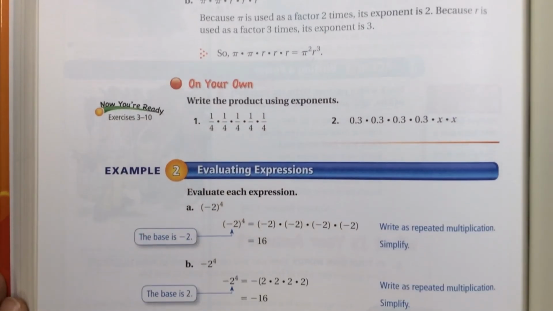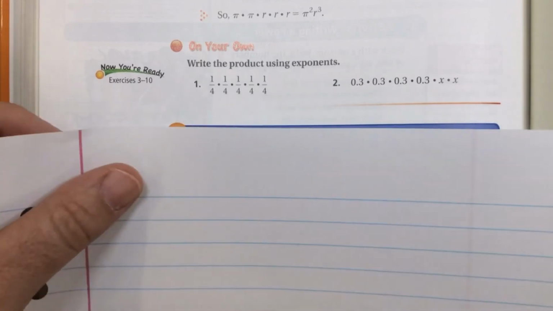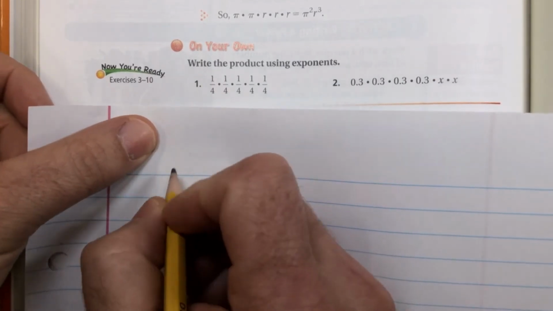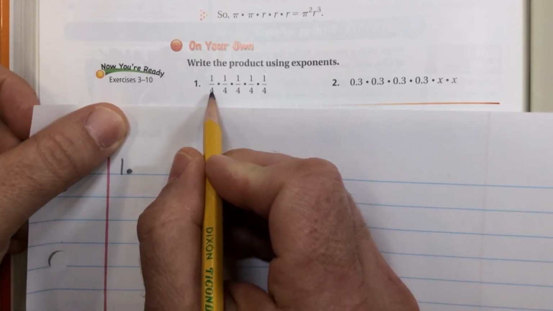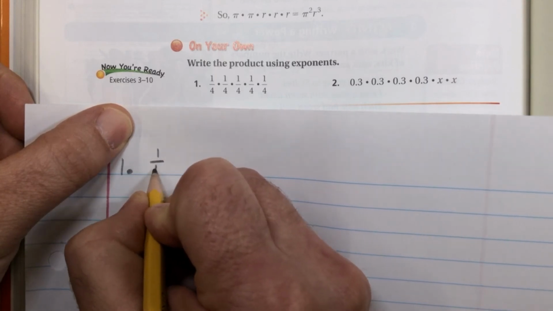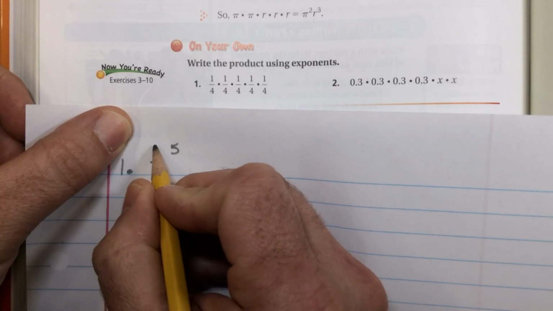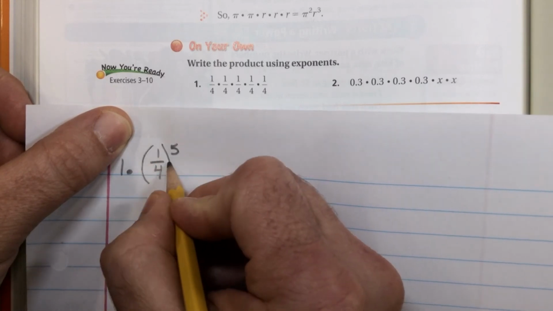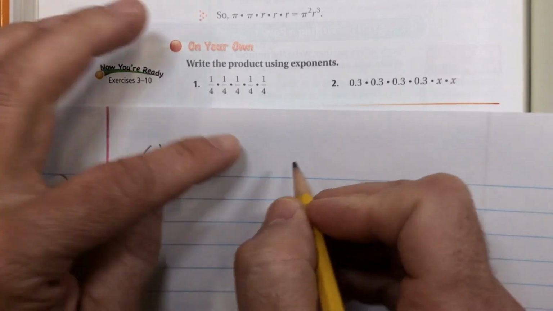So now we're supposed to do a couple of these on our own. I know that was pretty quick and easy, hopefully. So let's look at this first one on your own, number 1. I've got a 1/4, multiplied together 1, 2, 3, 4, 5 times. So I have 1/4 to the 5th power. Of course, I can't leave it like that. It does need to be in parentheses. So (1/4) to the 5th power is the answer to number 1.